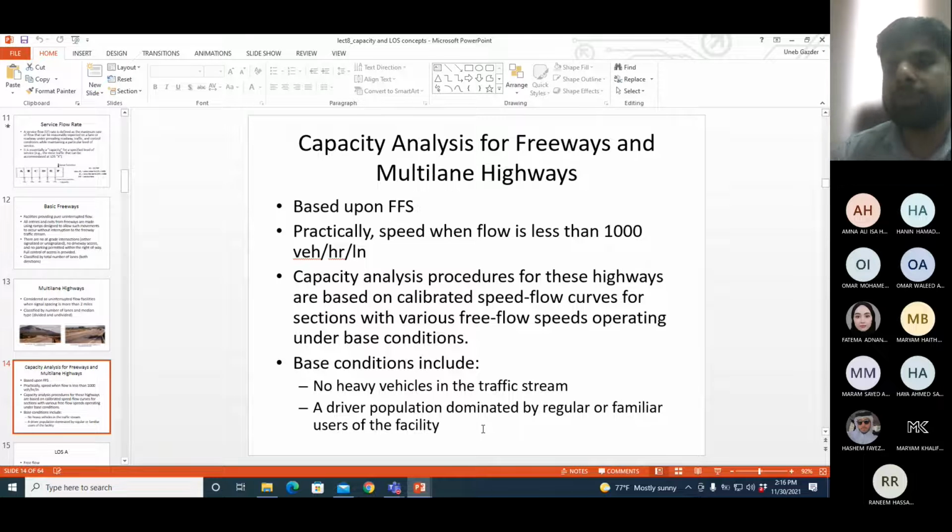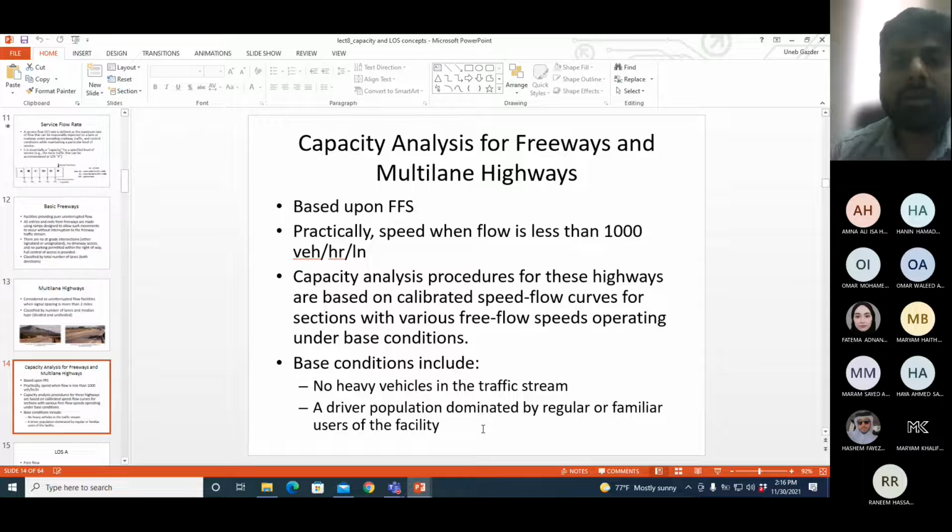the minimum flow up to which you can maintain free flow speed is 1000 vehicles per hour per lane. On most of the freeways and multi-lane highways, drivers tend to maintain a speed close to free flow speed when the flow reaches 1000 vehicles per hour per lane. When the flow goes beyond 1000 vehicles per hour per lane, then the speed of the drivers may or may not be equal to free flow speed. But up to 1000 vehicles per hour per lane, you are sure that for all multi-lane highways and freeways, the free flow speed is attained by the drivers.